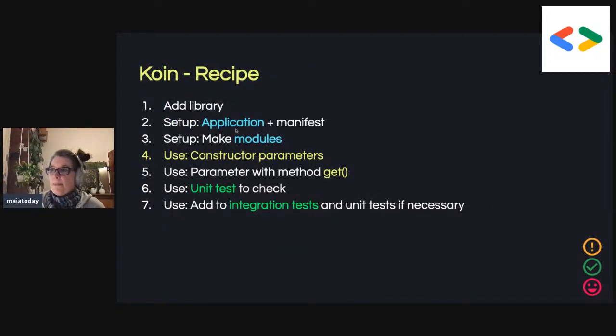You need to add the library. You need to set up your application with that start Koin and set up the manifest to use the application. You need to make the modules that you need for your app. You need to add constructor parameters to the objects that need them. And then if you need to inject a field, then you can use a get, or as a parameter, you can use this get method. You need to add this unit test to check that your modules can resolve. And then you can add to your integration tests and your unit tests as necessary.